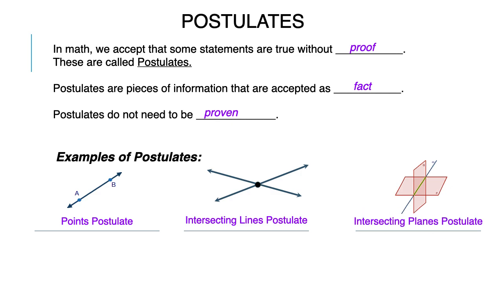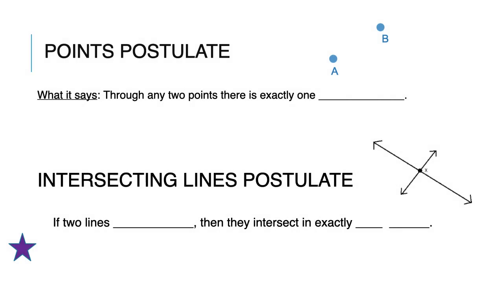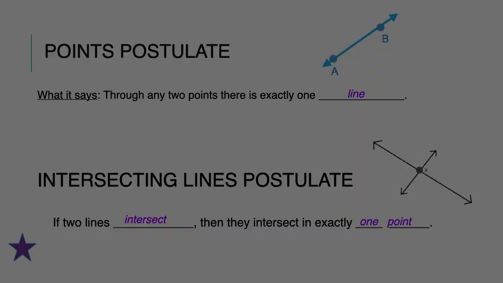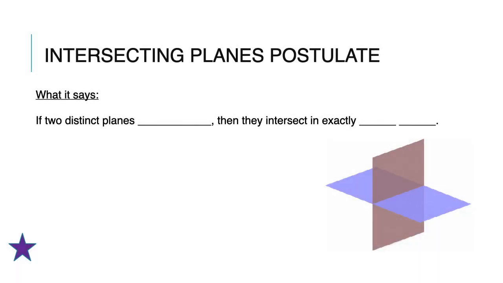So let's talk about the points postulate. It says through any 2 points there is exactly 1 line. The intersecting lines postulate says if two lines intersect, then they intersect in exactly one point. That is assuming they're not the same line, of course. Intersecting planes postulate is next. If two distinct planes intersect, then they intersect in exactly one line.